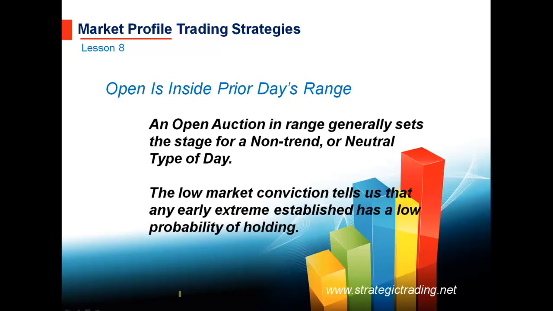All right. The open auction range generally will set the stage for a non-trend or a neutral type of day. So already I've identified or talked about two types of days that we will talk more about, a non-conventional and a non-trend or a neutral type of day. The low market conviction tells us that an early extreme is not going to be established or hold during the early period of the day.